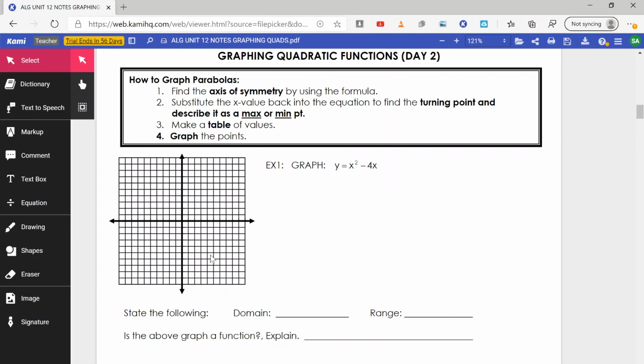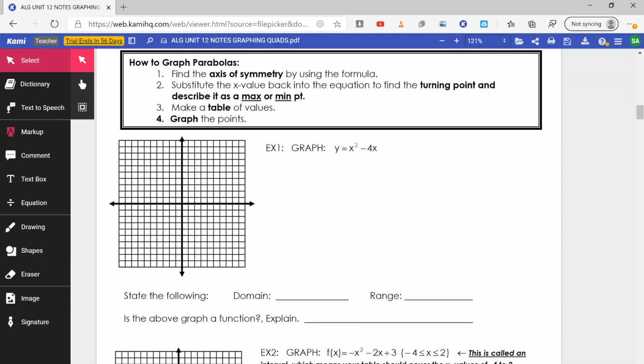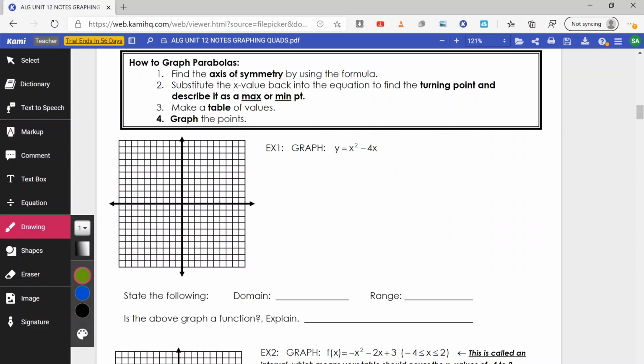For example, what does that look like? We have this first problem, y equals x squared minus 4x. Our first step is to find the x value of our turning point, so x equals negative b over 2a. Again, ax squared plus bx plus c is our generic standard form of a quadratic equation. A is always on x squared, b is always on x, and c is always the standalone number.